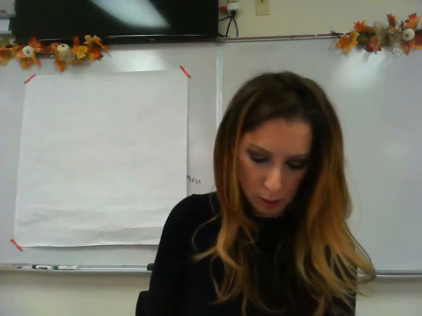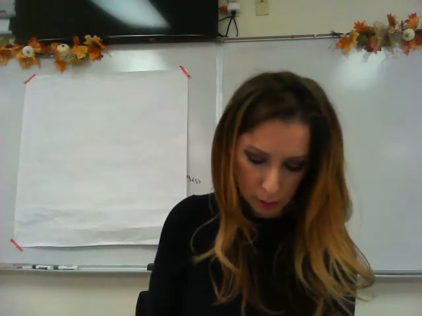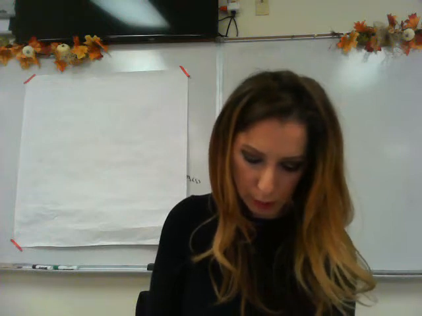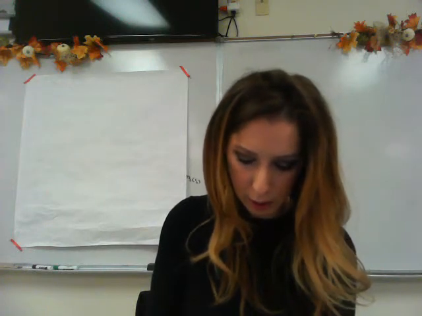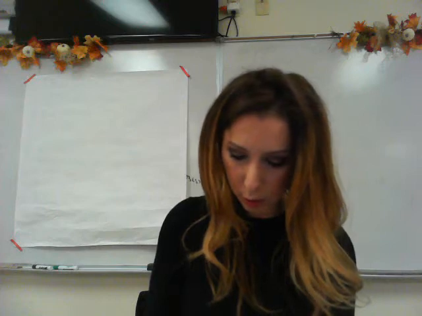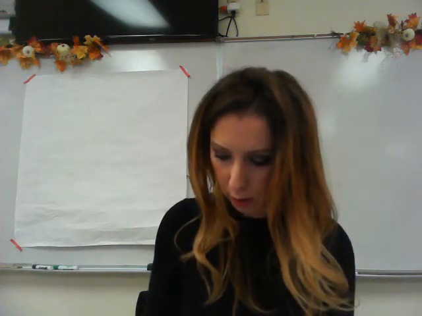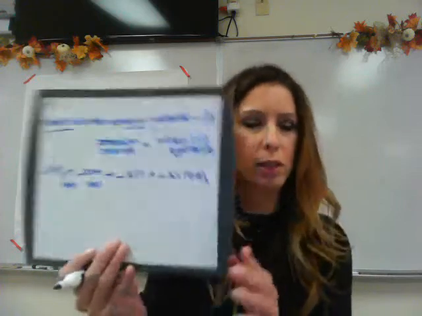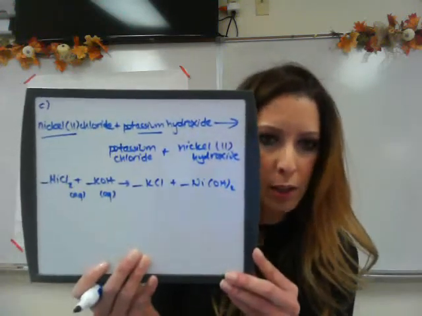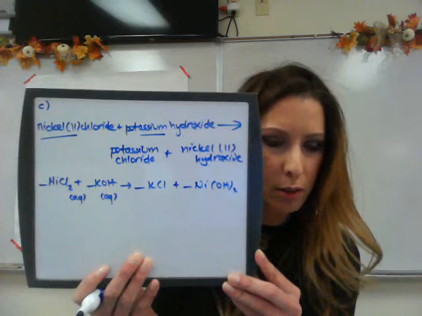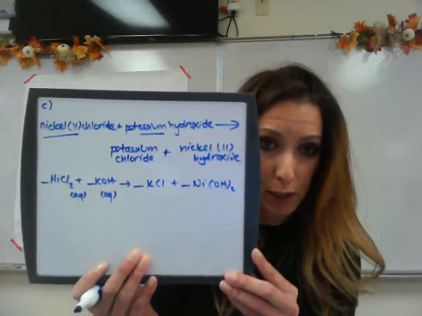Now we can convert the chemical names to chemical formulas. Nickel 2 chloride is NiCl2. It's a solution, so you put an AQ after it. Potassium hydroxide is KOH. They also told us that that was a solution, so put an AQ after it. Potassium chloride is KCl. Nickel 2 hydroxide is Ni(OH)2, just like this. I'm not crossing the charges here, I'm just doing it from memory.